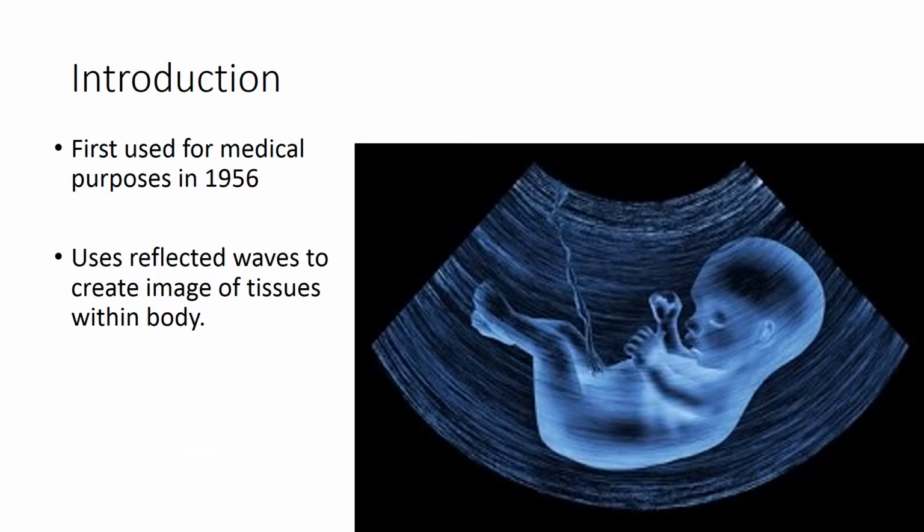Ultrasounds. Introduction. Ultrasound is a type of medical imagery that uses ultrasonic waves to screen a particular part of the body. It uses the reflection of the waves when they hit boundaries between two types of tissue to create an image of the body. It was first used for medical purposes by Ian Donald in 1956 to see unborn babies.